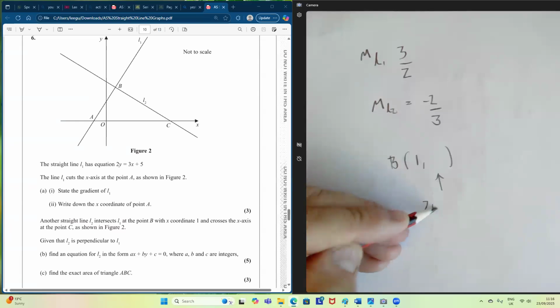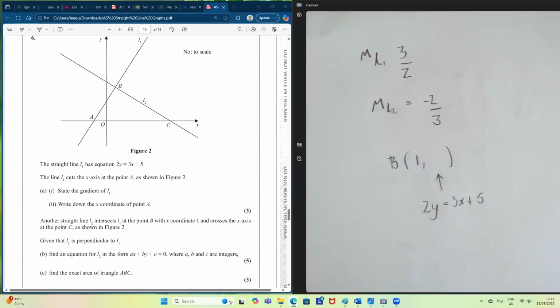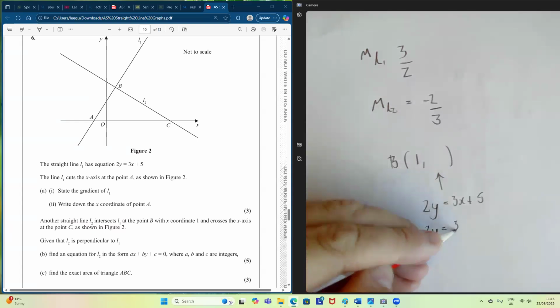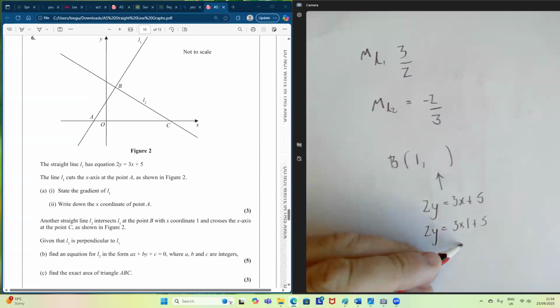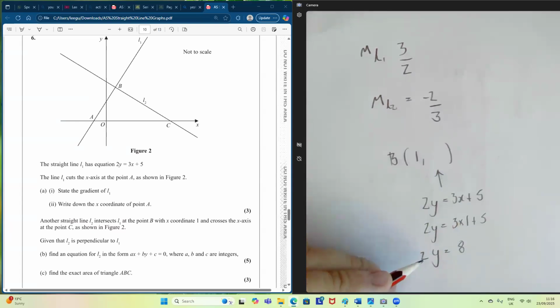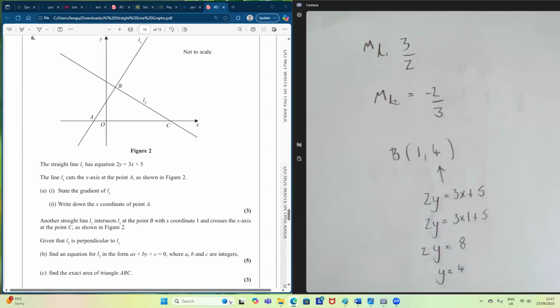So when we sub into the equation of L1, we're going to sub in there the x coordinate of 1. So we have 2y is equal to 3 times by 1 add 5. So therefore 2y is equal to 8. So that gives us that y is equal to 4. Okay, so we know that B is now the point 1, 4, and we use the line L1 in order to find that. So we now have the gradient of L2, and we have a point on the line L2.